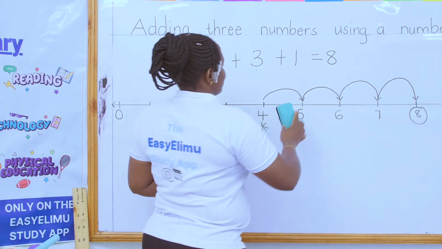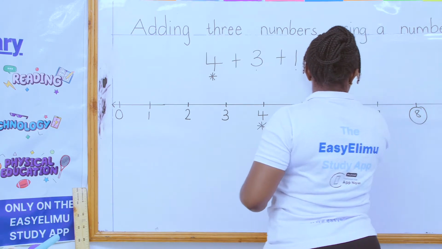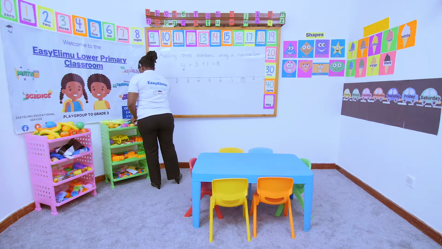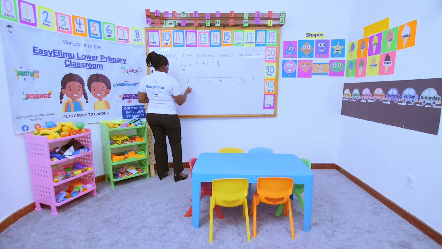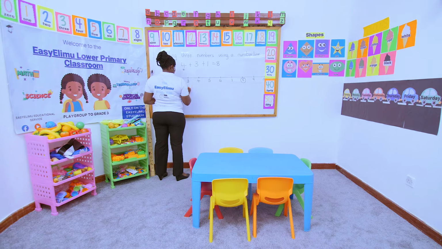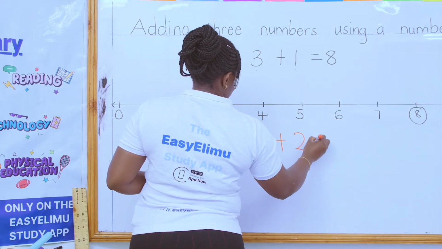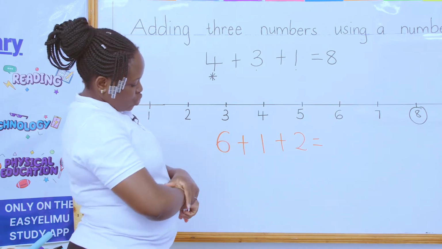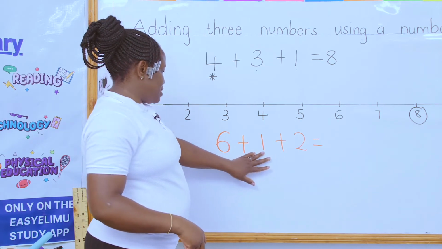Another example. Let me try another example here with other numbers. I have been given here 6 plus 1 plus 2. Same method, same procedure, same steps.